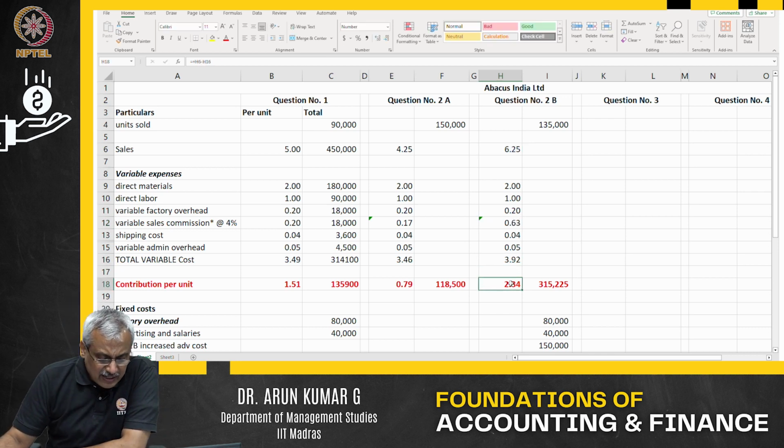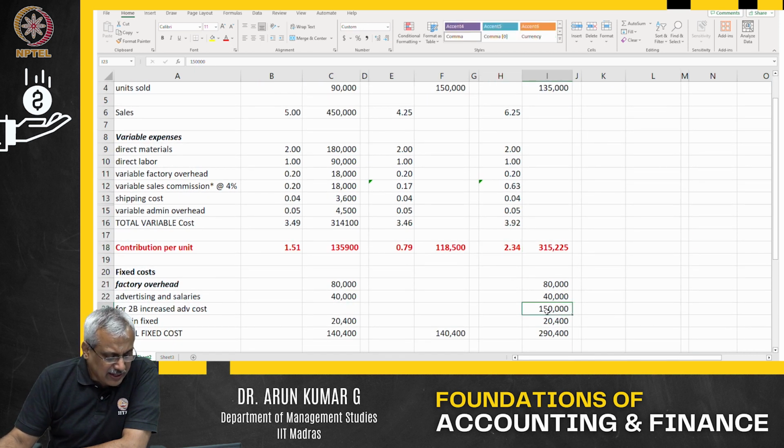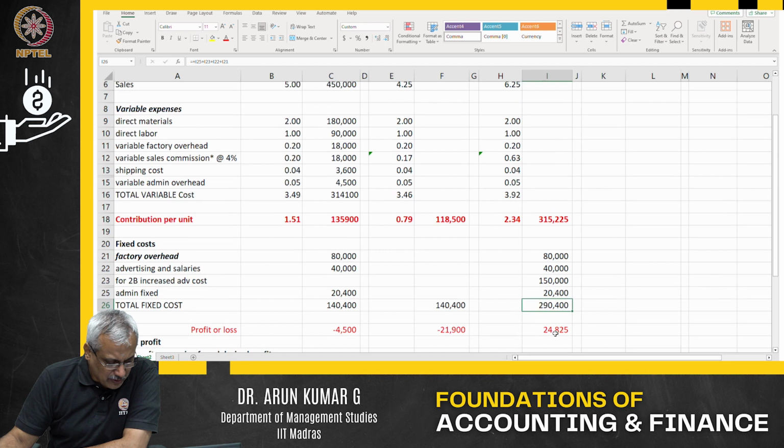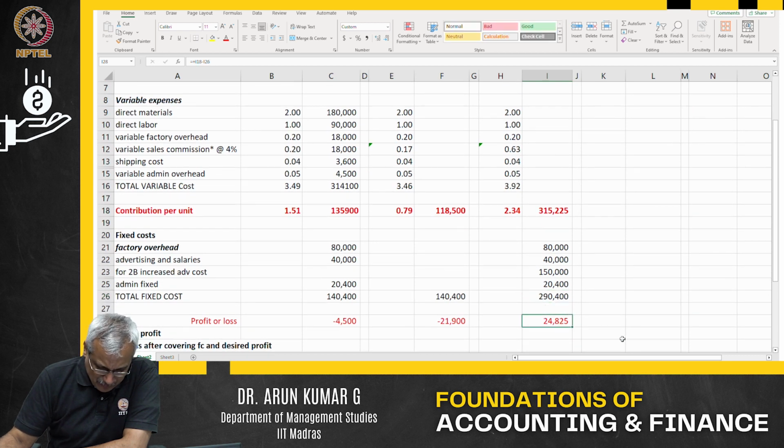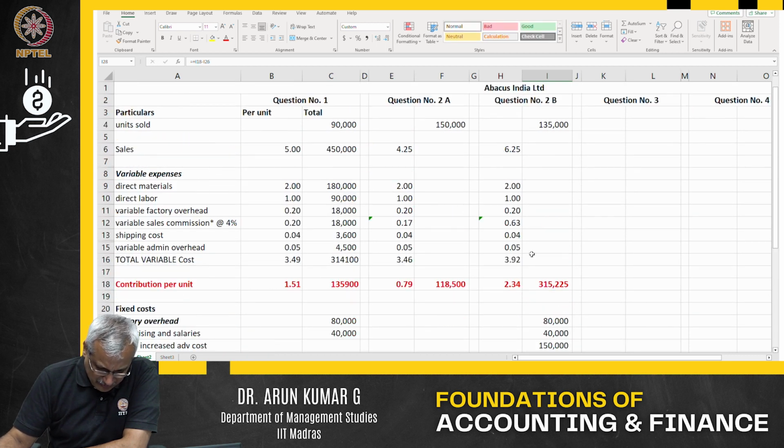And then we see that my contribution is higher at 2.34. My ad budget is also increasing, my fixed cost increases, and I make a profit of over 24,825 in option 2B. So among the current operation, option 2A and option 2B, 2B seems to be slightly better in this particular case.